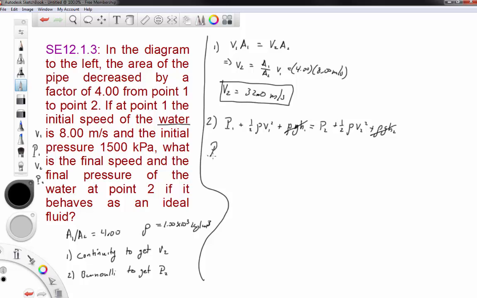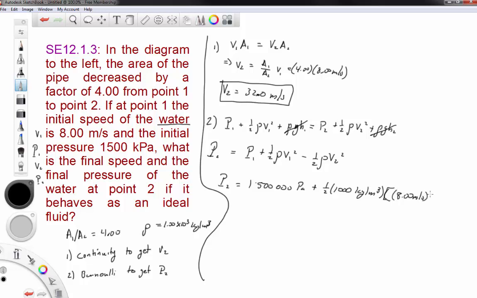We're solving for P2, so we can rewrite the equation as P2 equals P1 plus 1/2 rho V1 squared minus 1/2 rho V2 squared. Or in other words, P2 is 1,500,000 pascals. That's the same as a Newton per meter squared, plus half of 1,000 kilogram per meter cubed times the difference in these speeds squared. So the difference in speeds squared would be 8.00 meters per second squared minus 32.0 meters per second squared.